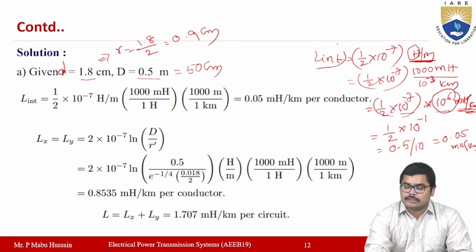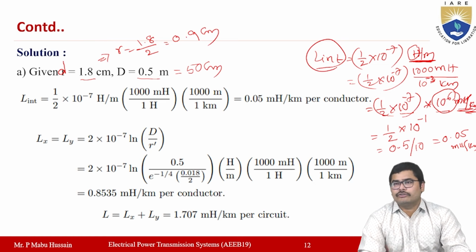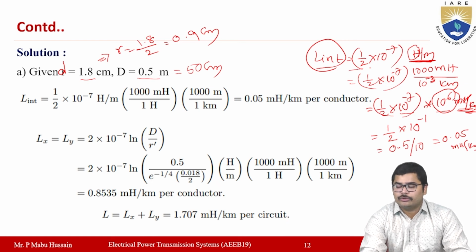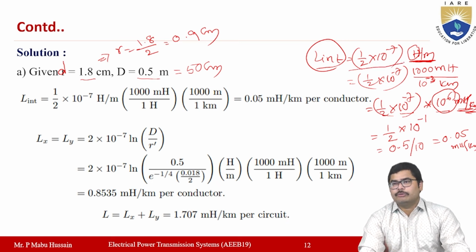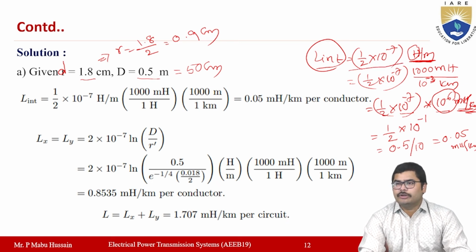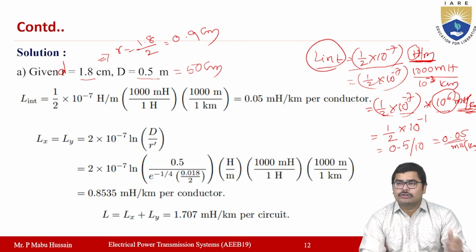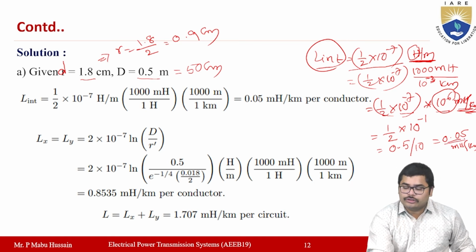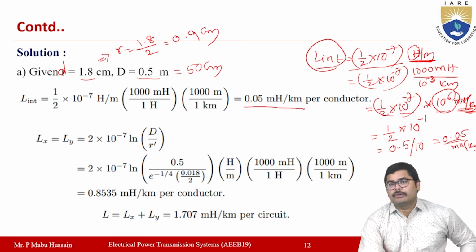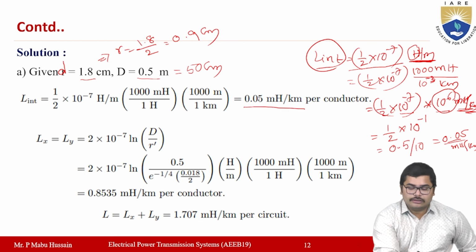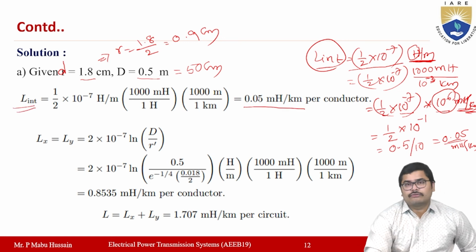Okay, so internal flux linkages. If you consider the inductance due to internal flux linkages alone, L int is equal to 1 by 2 into 10 power minus 7 henries per meter. And if you convert that henries per meter into millihenries per kilometer, that L int value you get is equal to 0.05 millihenries per kilometer for each conductor. Okay, so this is for the first one.